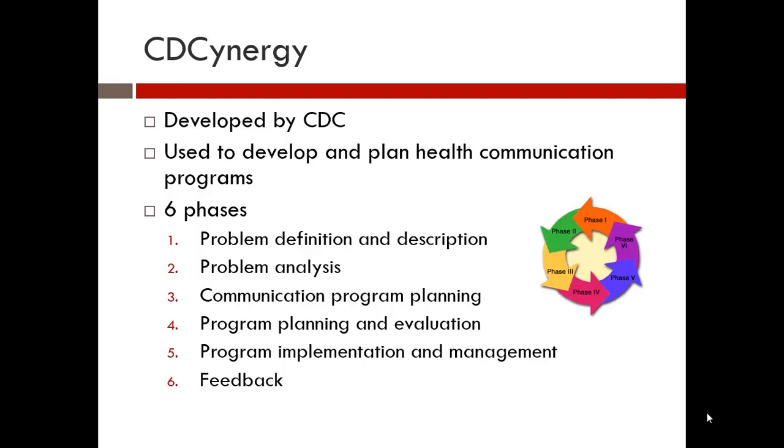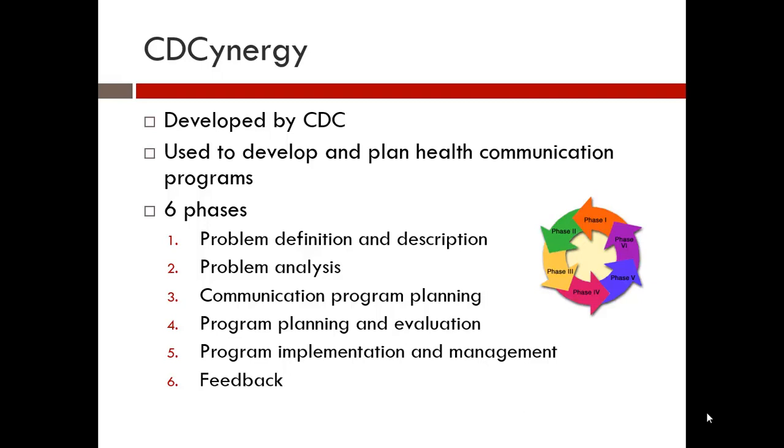And these were developed, if you can see here the picture on the right, it's broken up into 6 phases, and every phase kind of builds on top of each other. So you start off with phase 1, program definition and description. Phase 2, problem analysis. So what really is the problem? The first one we did defining the problem, describing the problem. 2, we really dig down and analyze what the problem is. Phase 3 is communication program planning. So planning, what are we going to do? How are we going to develop media outlets? How are we going to develop brochures? Who is our target audience?